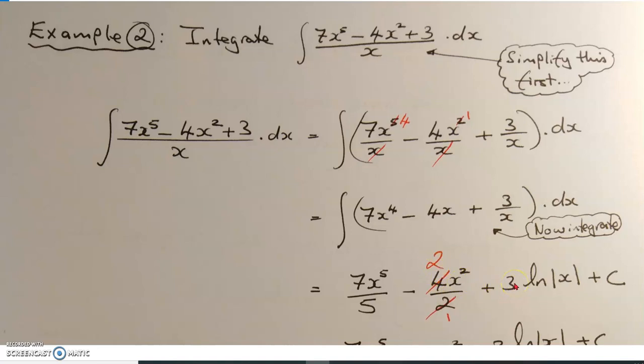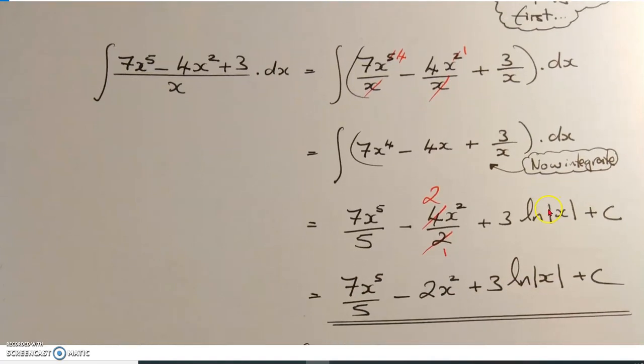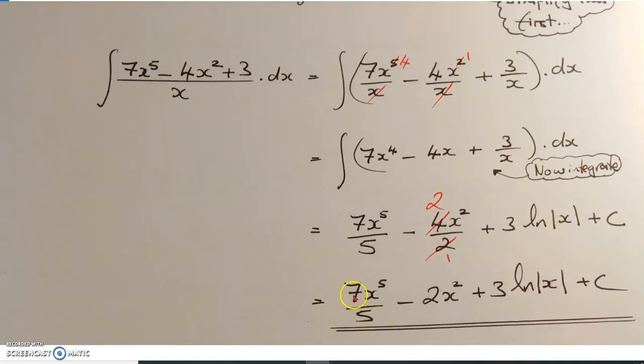But here is what we've been looking for. The 3, of course, remains untouched by the integration, but we're really integrating here 1 over x. So it's going to be 3 times the natural log of the absolute value of x, plus the constant of integration. So that ferocious looking thing integrated is finally this thing here: 7x to the power 5 over 5, minus 2x squared, plus 3 times the natural log of the absolute value of x, plus c. Fairly straightforward, guys, when you can do it.